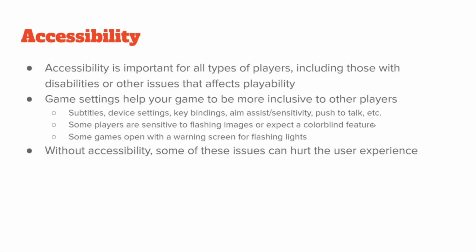Okay, let's talk about accessibility. It's important for all types of players, including those with disabilities or other issues that affect their playability. Game settings help your game to be more inclusive to other players. Subtitles, device settings, key bindings, aim assist sensitivity, push to talk, etc. Some players are sensitive to flashing images or expect a colorblind feature. In games like Katana Zero, they open with a warning screen for flashing lights. And without accessibility, some of these issues can hurt the user experience.